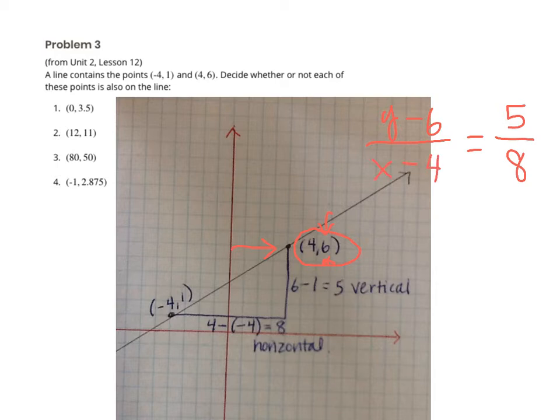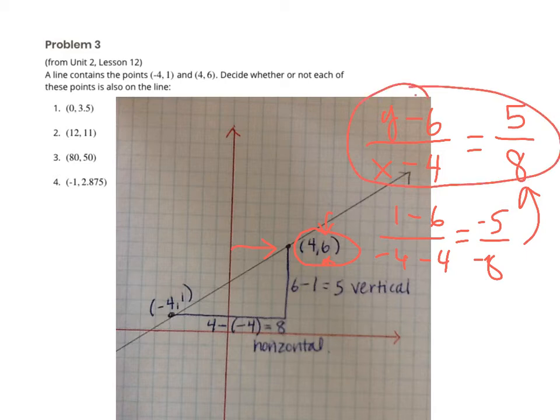If we want to go through and test it, you can always plug in -4 and 1. So that would be 1 minus 6 and -4 minus 4. And that gives us -5 over -8, which happens to be the same. So I'm just verifying that my equation is okay. Now we can go through and test all of our points. So anywhere we see an x value, we're going to put it in the place of x. And anywhere we see a y value, we're going to put it in the place of our y.